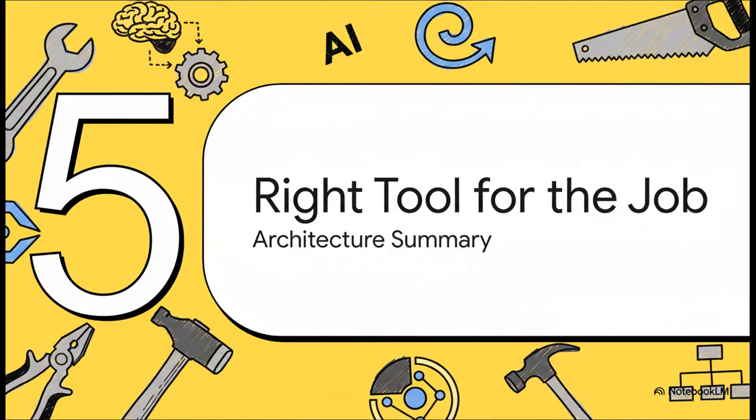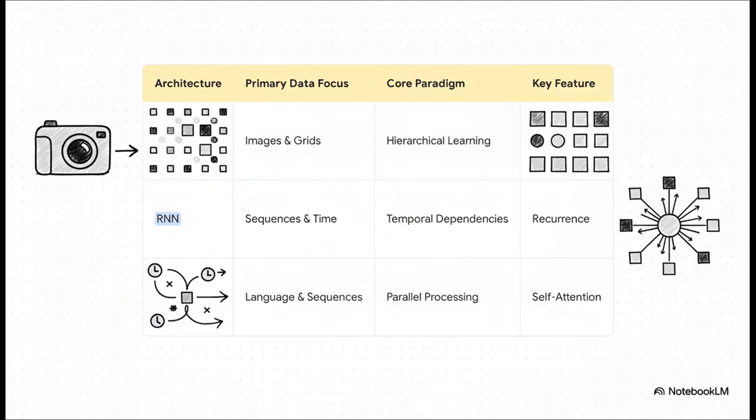Okay, let's take a breath and pull all of this together. We've just walked through 3 incredibly powerful, but very different architectures. The key thing to remember here is that each one is like a specialized tool in an AI developer's toolkit. And the real skill is knowing which tool to use for which job. This chart really lays it out perfectly.